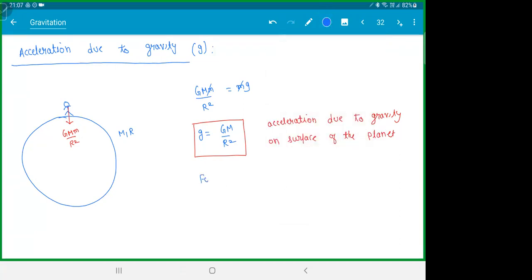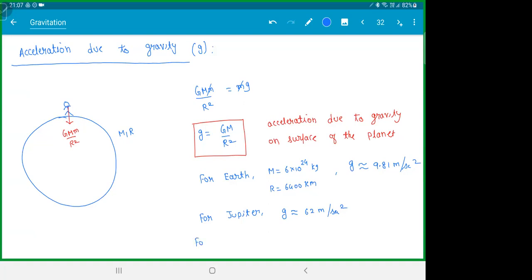So for Earth, if you take the values, M is around 6 into 10 power 24 kg, R is approximately 6,400 kilometers. The g value turns out to be 9.81 meter per second square. Now, if you do it for something like Jupiter, the g for Jupiter would turn out to be around 62 meters per second square. Means on Jupiter, gravity is 6 times more.